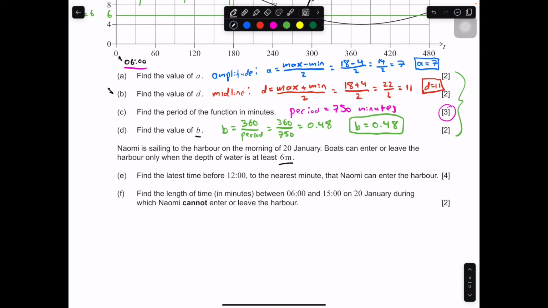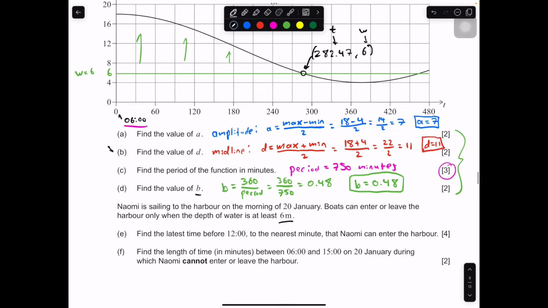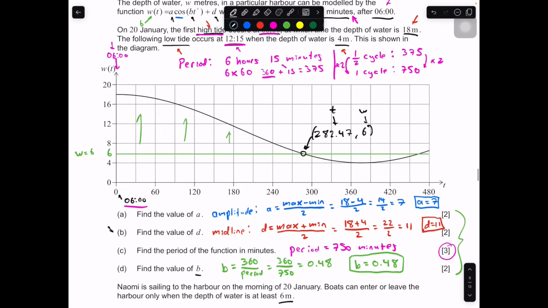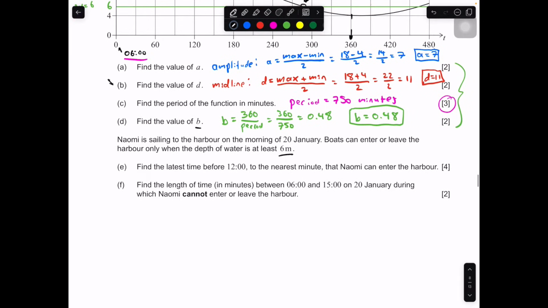Find the last time before 12 to the nearest minute that Naomi can enter the harbor. Alright, so remember 12 o'clock would be 6 hours later, or 360 minutes later. This is 12 o'clock. The last time before 12 o'clock is right here. So 282 minutes.